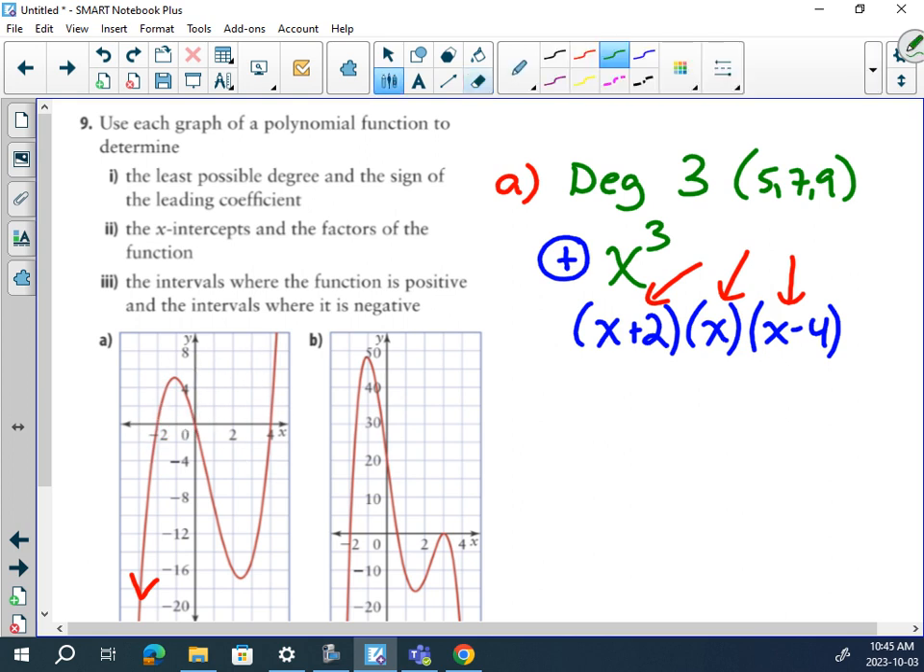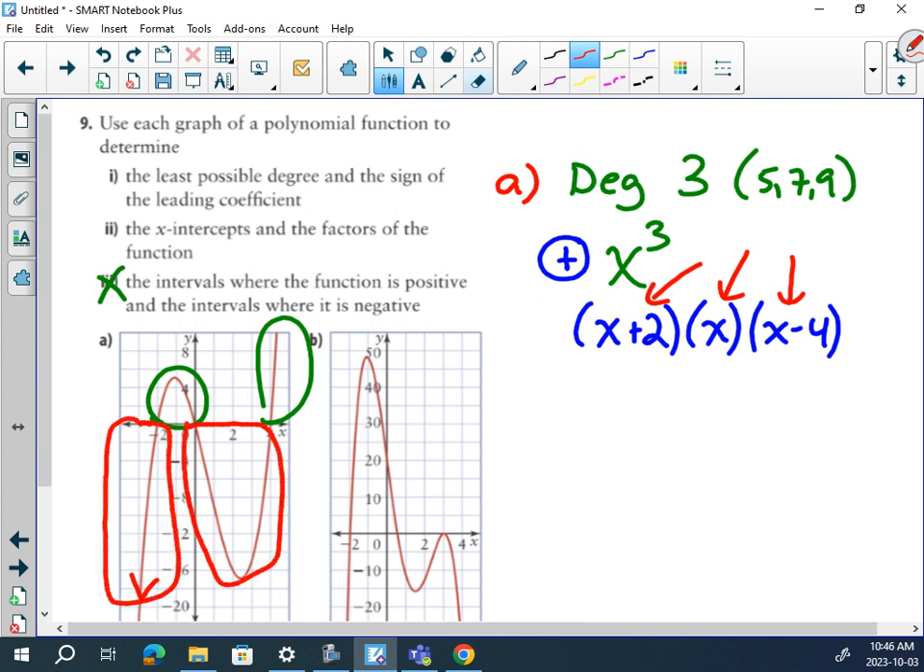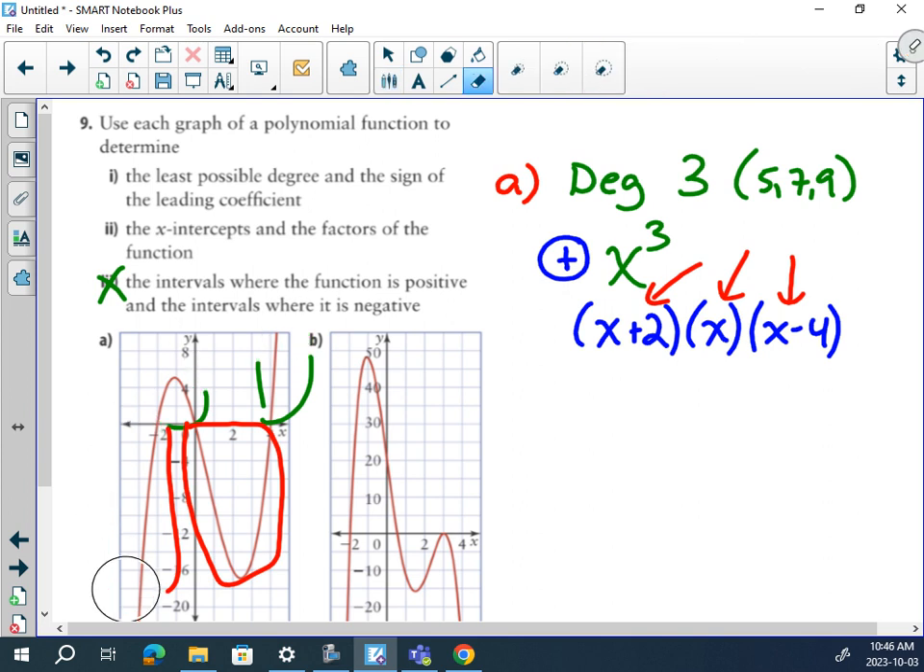And then I did say not to do this question, but in case I change my mind in the future, or in the interest of completeness, the only reason I didn't want it in there was that the answers are a little bit confusingly written. The intervals where the function is positive and negative. So it's literally asking you where the y values are positive, where the y values are negative.